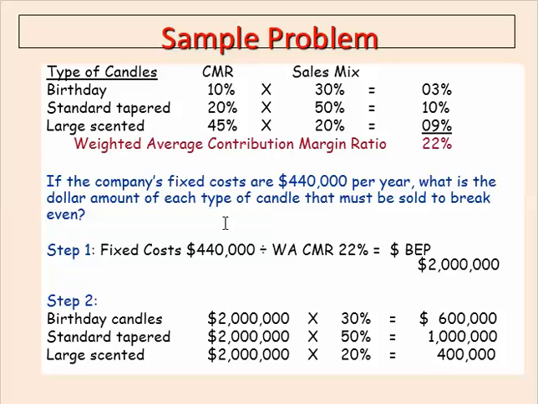And if the company's fixed costs are $440,000 per year, what is the dollar amount for each type of candle that must be sold to break even? Okay, so let's take those fixed costs and divide it by that 22% weighted average contribution margin. That tells us our break-even point is $2 million. Then we just multiply that $2 million times each product's sales mix percentage. And that tells us we need to sell $600,000 in birthday candles, $1 million in standard tapered candles, and $400,000 in large scented candles.